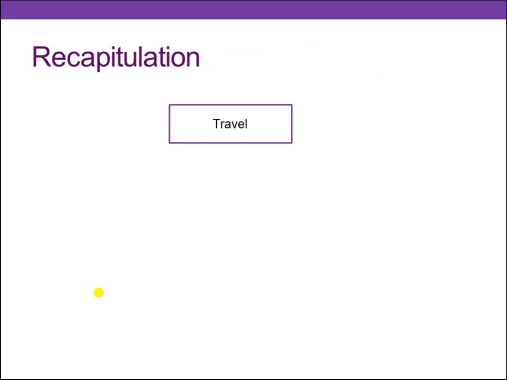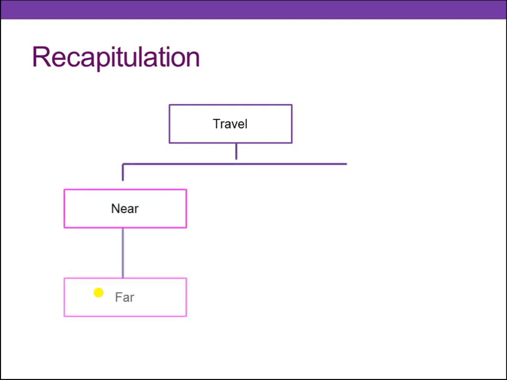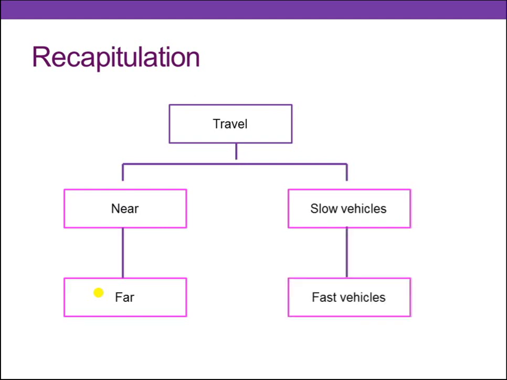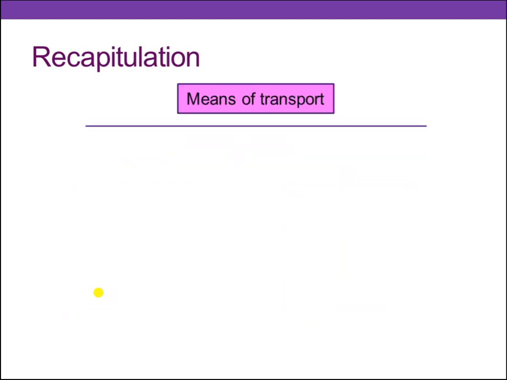Fine, children, let's recapitulate the lesson quickly. First, we learnt about travel. Under travel, we learnt about near and far. So what is near and far? Some places are near and some places are far. To move to the nearer places, we mainly use slow vehicles, and to move to the farther places, we use fast vehicles. Okay. Yes.